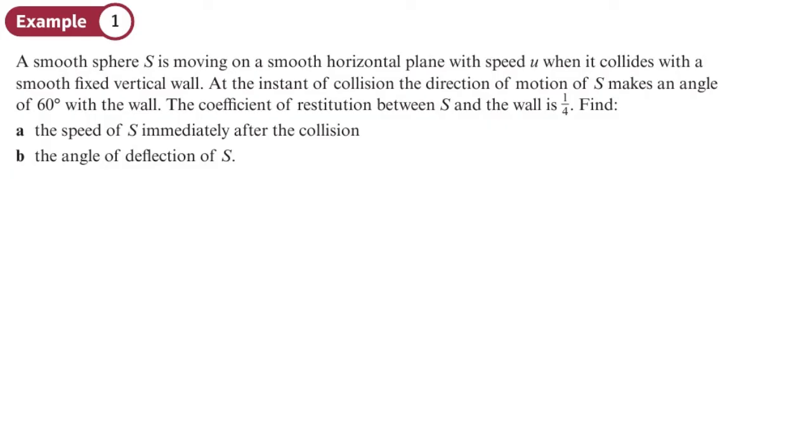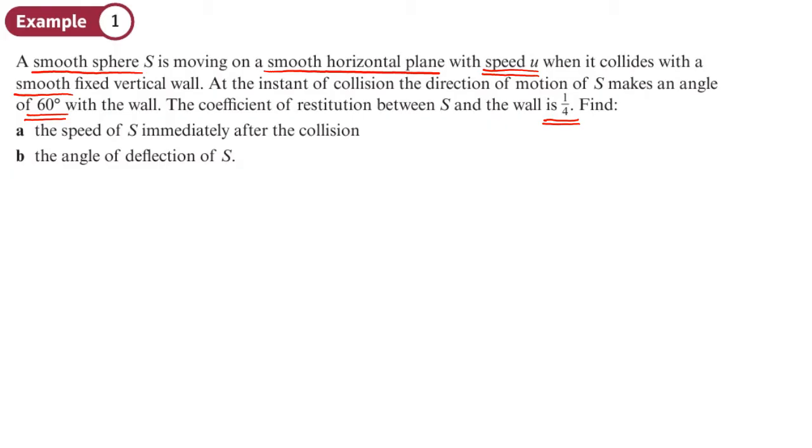Right, so we have a smooth sphere S moving on a smooth horizontal plane, so there's no friction at all, with speed u, and then it collides with a smooth fixed vertical wall. Everything is smooth. At the instant of collision, the direction of motion of S makes an angle of 60 degrees with the wall. The coefficient of restitution between S and the wall is a quarter. Find the speed of S immediately after the collision.